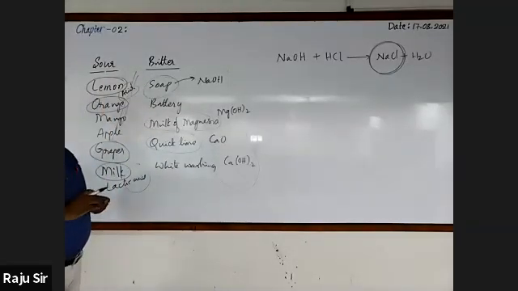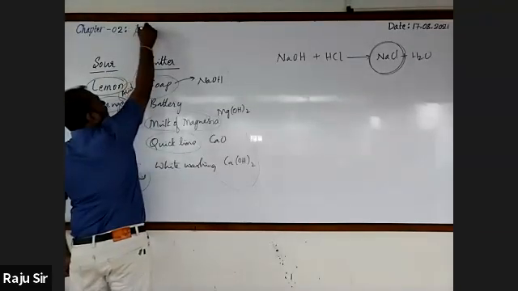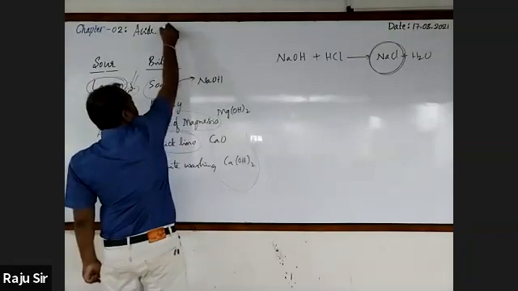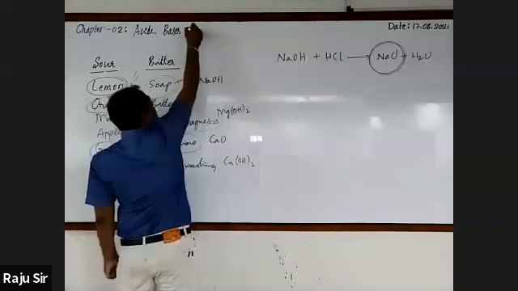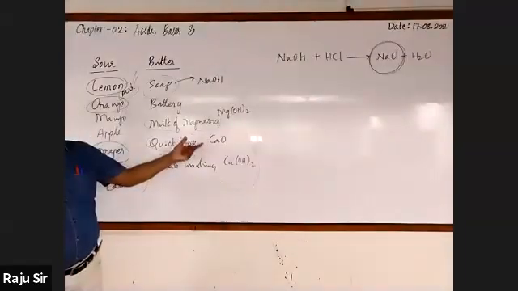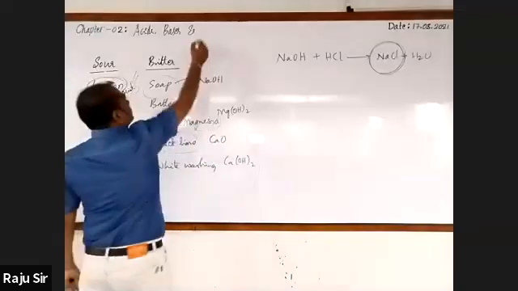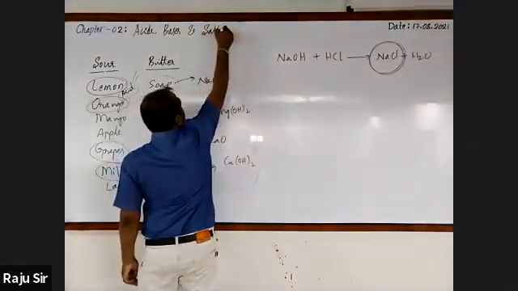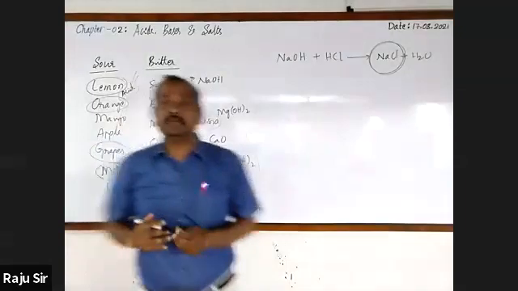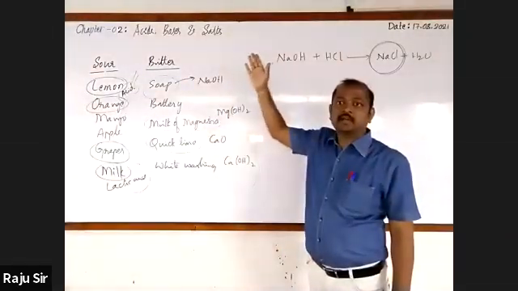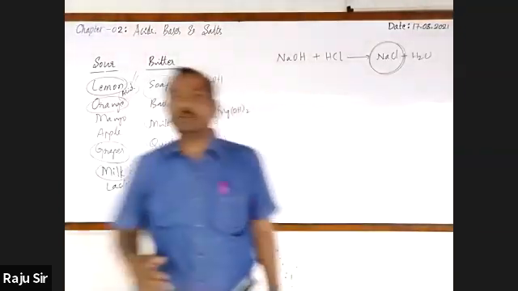responsible for sour taste, called acids. Chemical compounds which are responsible for bitter taste, bases, and the chemical compounds which are formed by the reaction between acids and bases, called salts. So this is the chapter which we are going to discuss in detail. Very nice chapter it is. Acids, bases, and salts. Now please go for writing the name of the chapter.